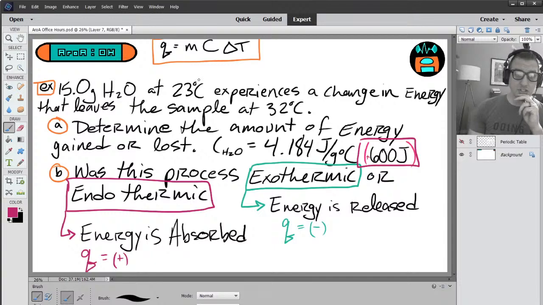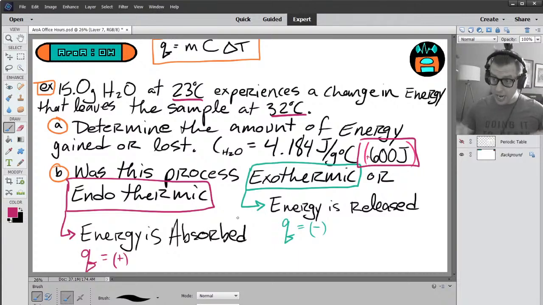You can also look at your change in temperature. If you started at 23 and you ended at 32, your temperature increased. That means your energy increased. You absorbed energy. If you started at a temperature and ended at a lower temperature, that's energy released, so that would be exothermic. So those are the two things you can look at. Either the sign of Q, whether it's positive or negative, or did your temperature go up? Then you absorbed energy. Did your temperature drop? You released energy.